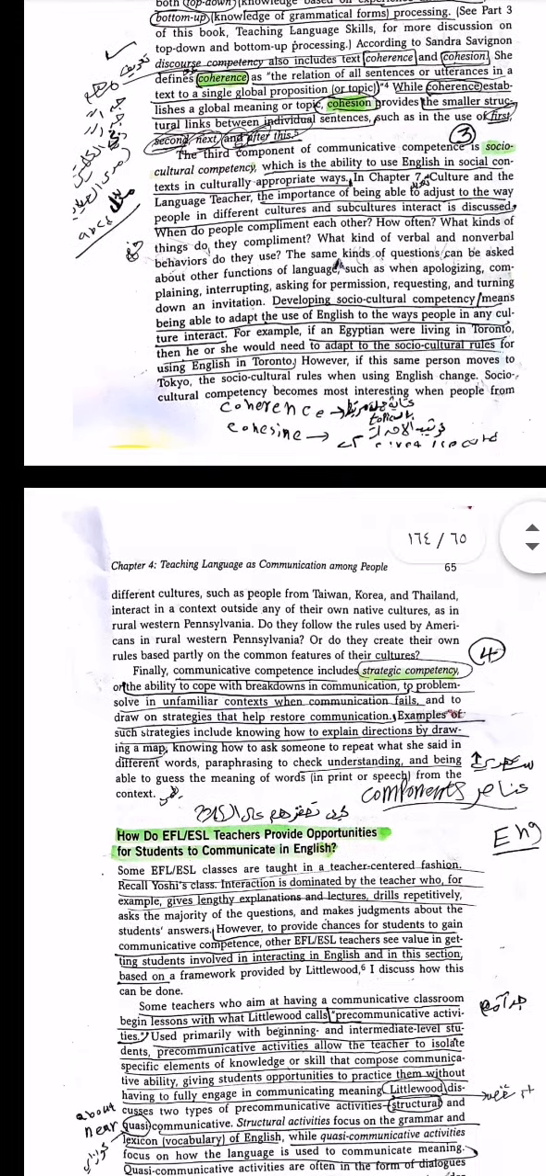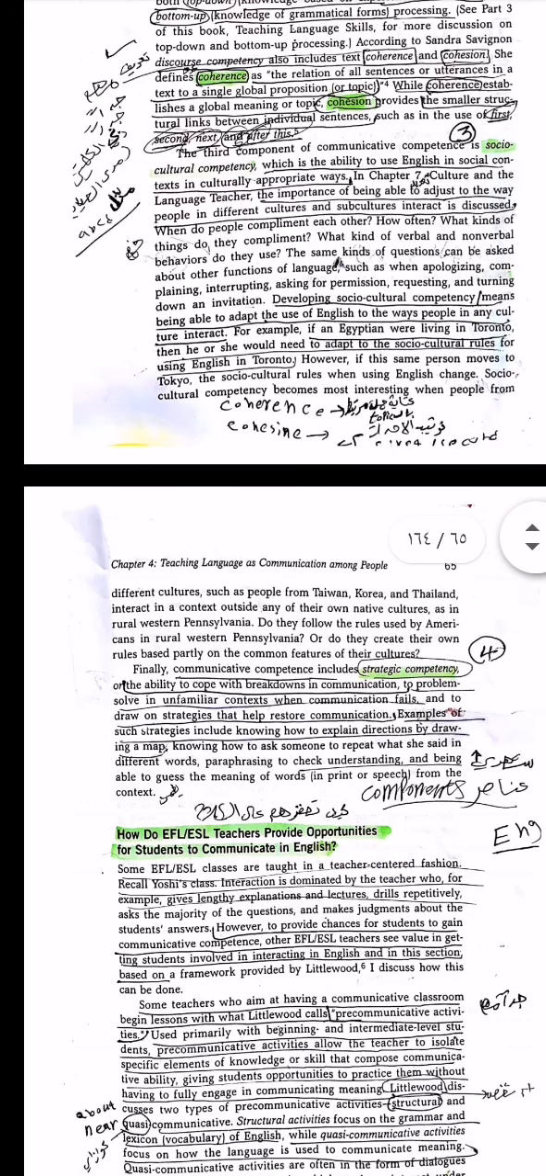Finally, communicative competence includes strategic competency. This is the fourth type: ability to cope with breakdowns. Sometimes we have problems or obstacles during speaking, and we try to overcome them. So what is strategic competence? Using strategies to overcome this problem. So we use strategies to solve a problem in unfamiliar context when communication fails, and to restore communication.